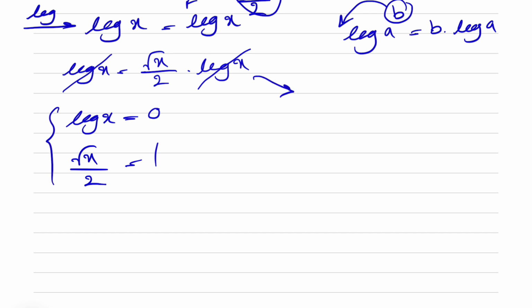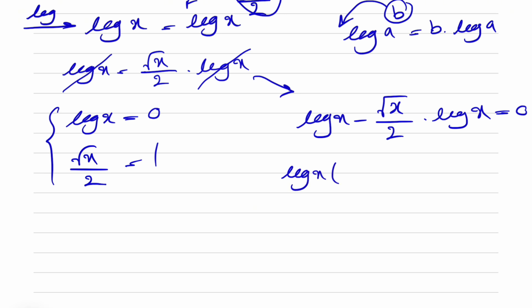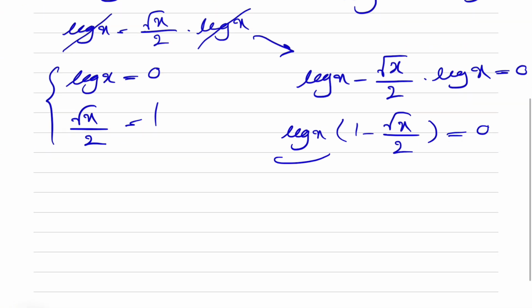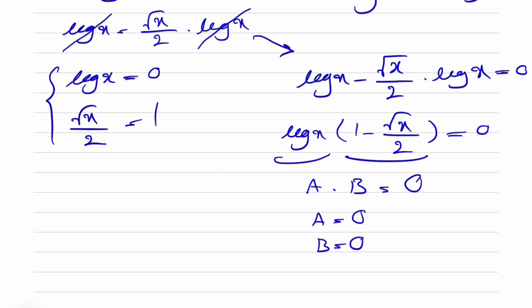The other way is just to bring the right side of the equation to the left. So we have log of x minus square root of x over 2 times log of x is equal to 0. Now we have log of x as a common factor, so we're going to factor it. So log of x times 1 minus square root of x divided by 2 is equal to 0. Now we have a times b is equal to 0, meaning a can be 0 or b can be 0. And if we do that, we get basically what we have in the previous approach.